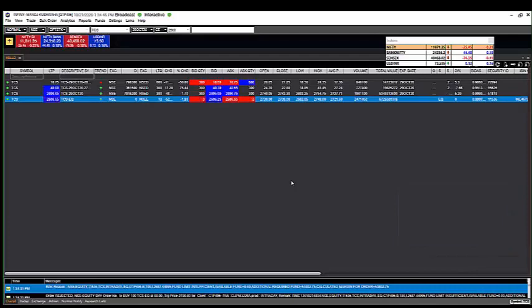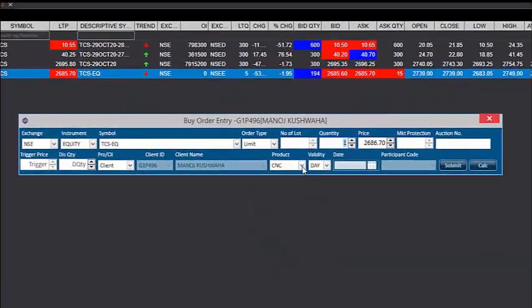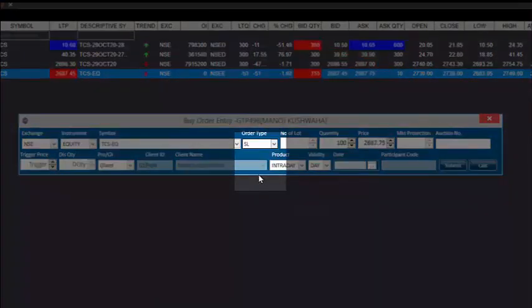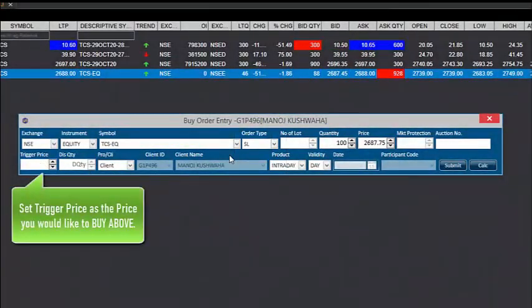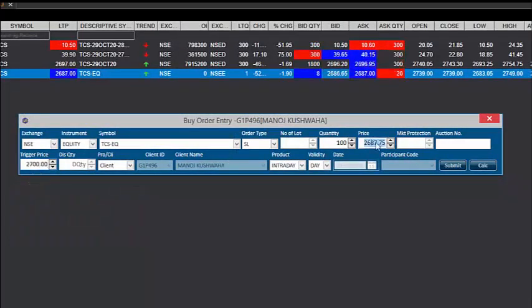Now let us look at how to place a buy above order using stop loss limit orders. Once again, select the script, press F1 or plus button to open the buy order entry window. Change product type to intraday, increase quantity to 100, change order type to stop loss or stop loss limit. Set the trigger price as 2700 or the price which you would like to buy above, and the price at a level which is more than the trigger price.